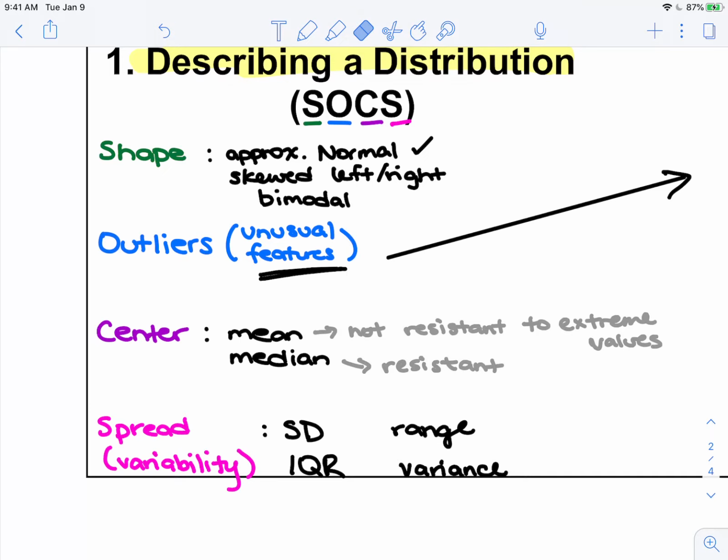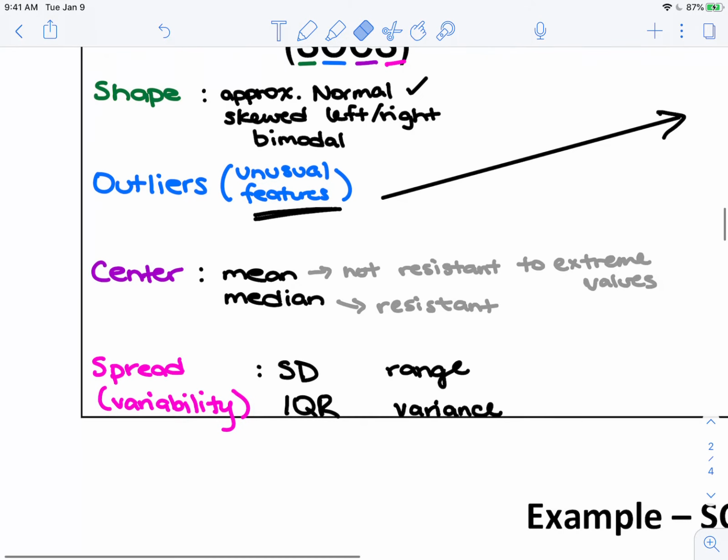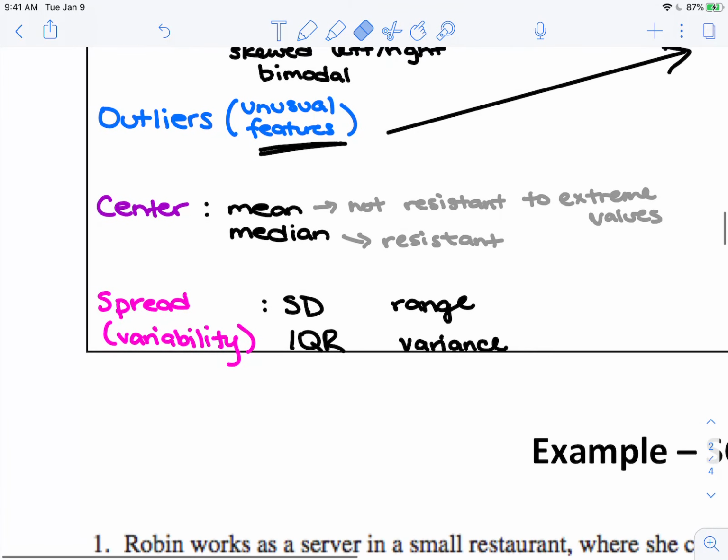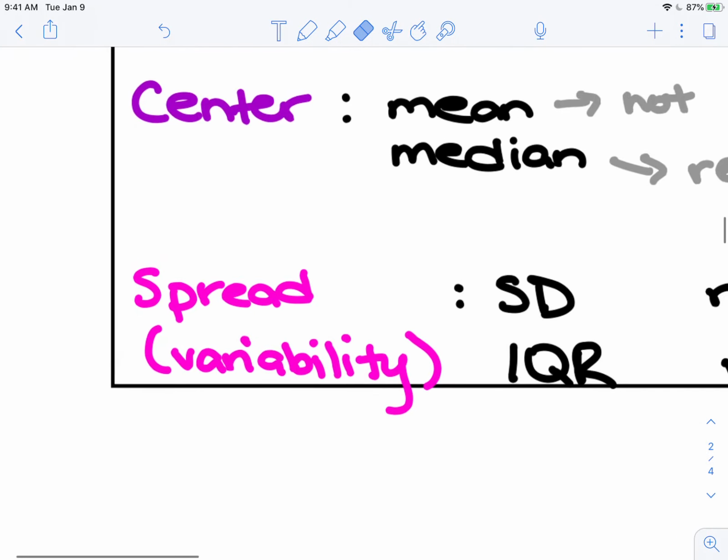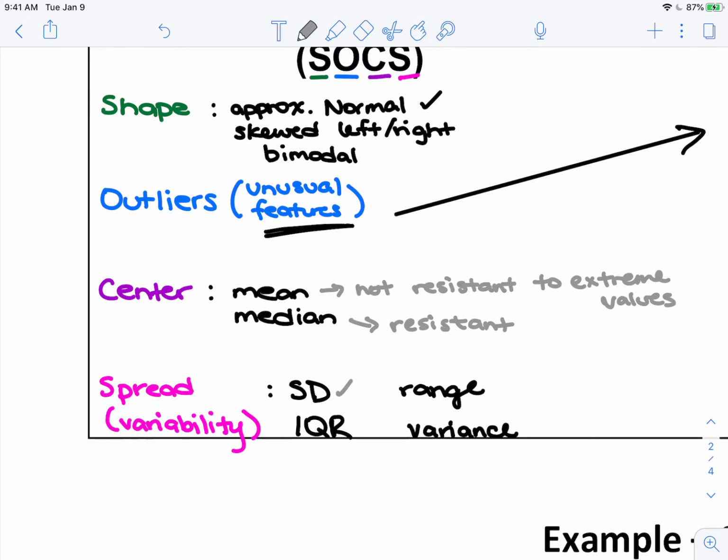And then for spread, variability. So the reason why I put variability down here is that they kind of mean the same thing. I use the word spread because I wanted it to spell SOCS. Sorry. But on your AP exam, you might see variability. That just means spread. Here are your options. You got standard deviation, range, IQR, which is the interquartile range, and variance. I usually stick with these 3.